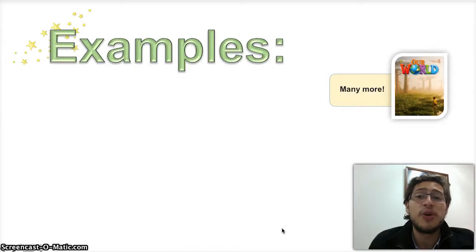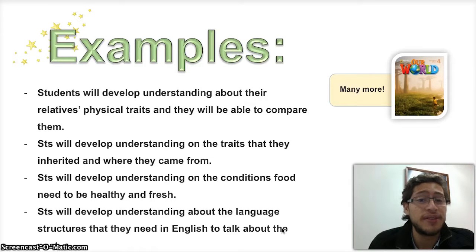Continuing with the example of our World 4, we have identified and also proposed the following understanding goals. Let's see. Students will develop understanding about their relatives' physical traits and they will be able to compare them. Students will develop understanding on the traits that they have inherited and where they came from. Students will develop understanding on the conditions food need to be healthy and fresh. Students will develop understanding about the language structures that they need in English to talk about the past. As you see, some of them were related to the topics, some other ones to language.